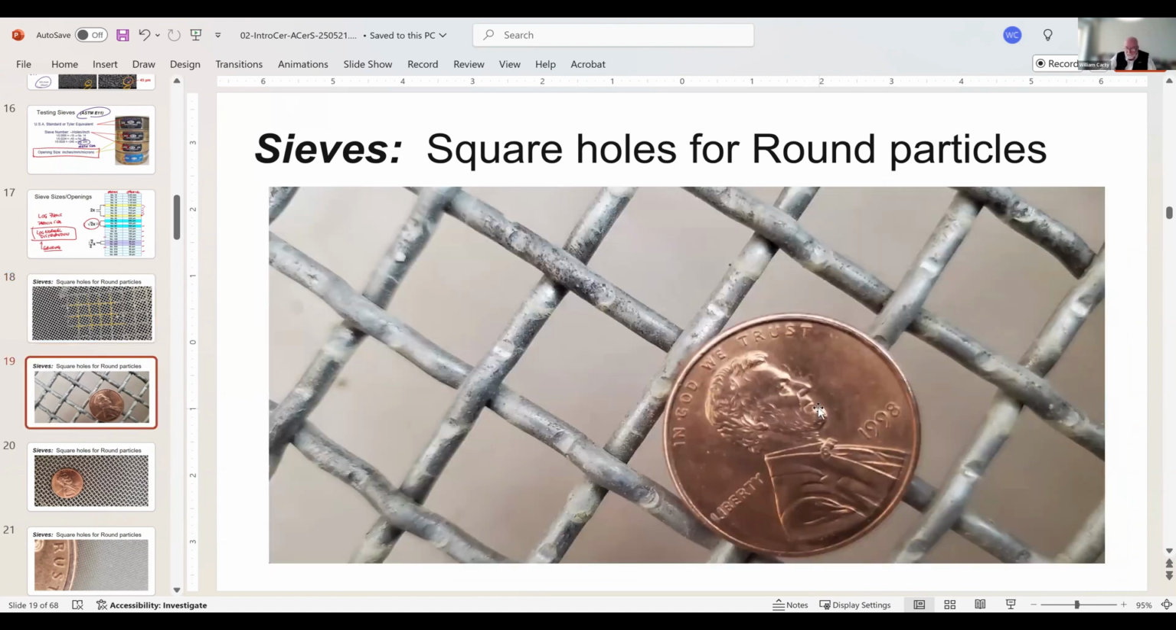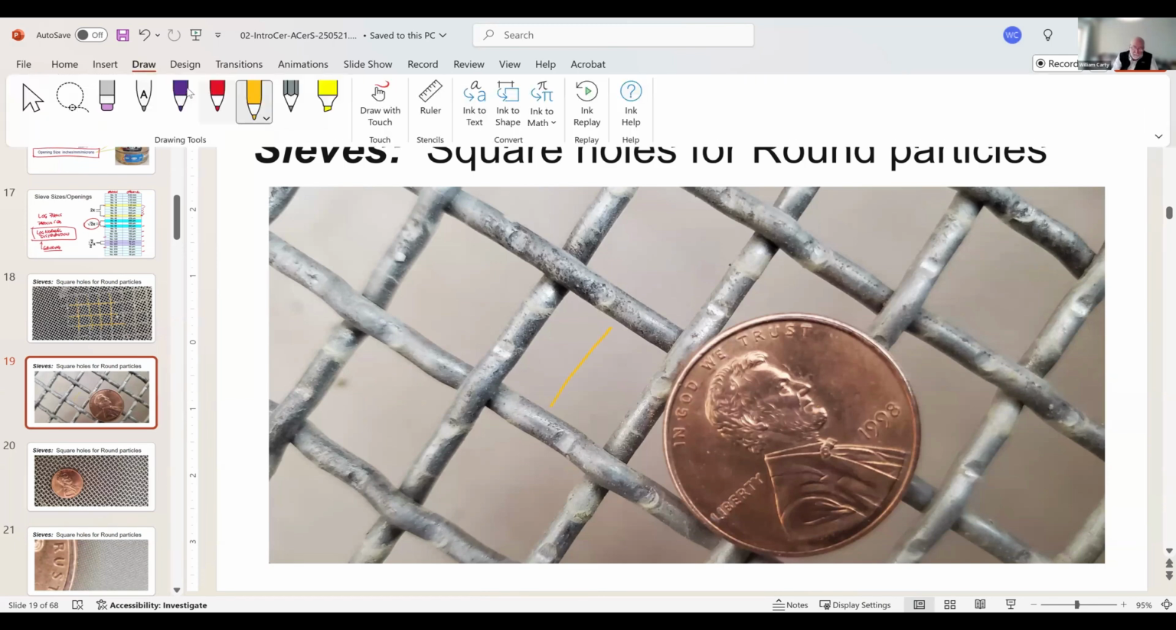I don't remember the size of the sieve. It's not particularly important. You can see that the wires are crimped around each other. This is your wire mesh. This is your sieve opening size.